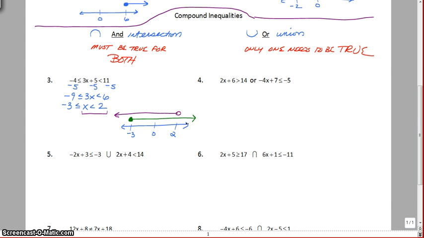So let's pick a few numbers. How about negative 10? Does negative 10 satisfy both? No, it does not. It is less than 2, but it is not greater than negative 3. Let's pick something like a positive 10. Does 10 satisfy both? No, it doesn't, because it is not less than 2. Now let's pick something in the middle. How about 0? Does 0 satisfy both inequalities? Yes, it does. 0 is greater than or equal to negative 3, and it is also less than 2.